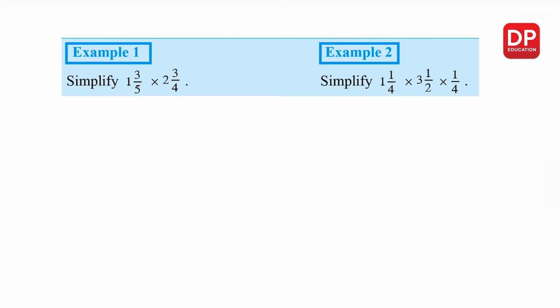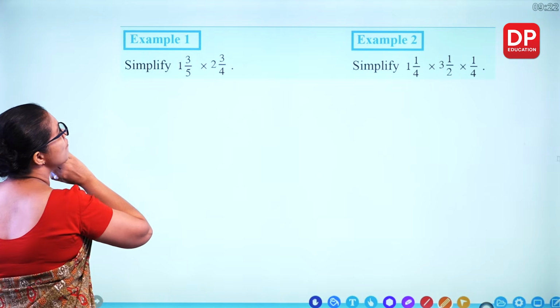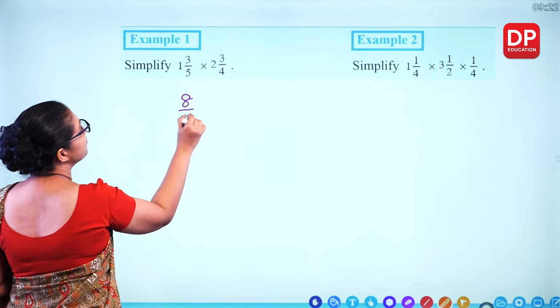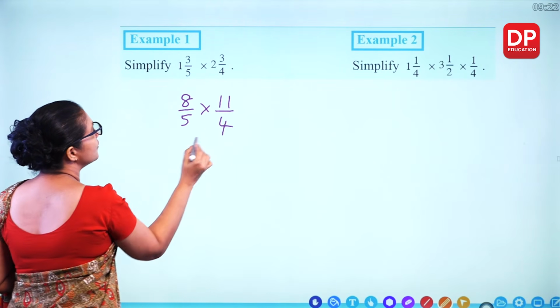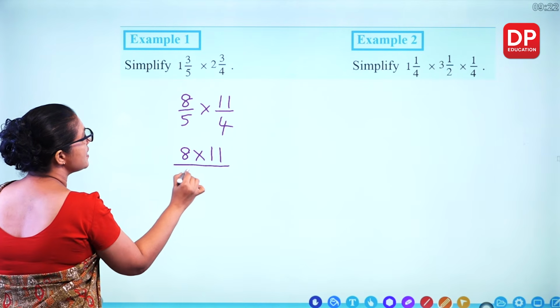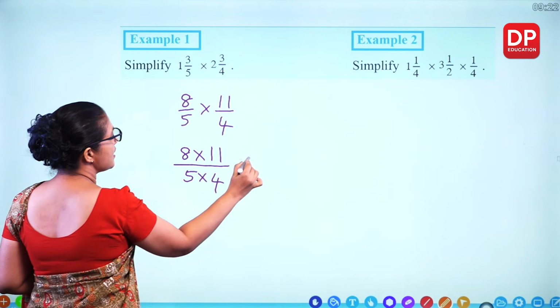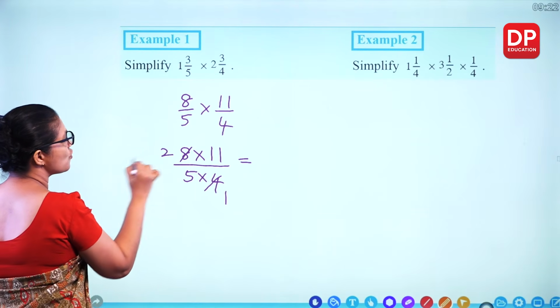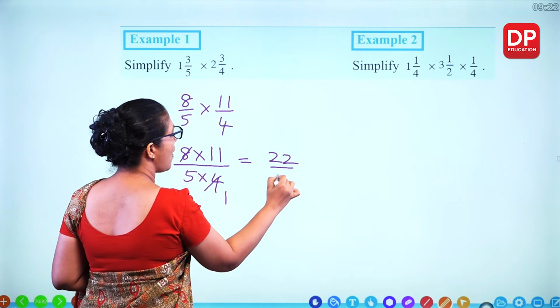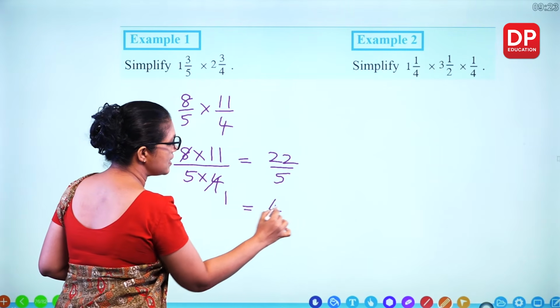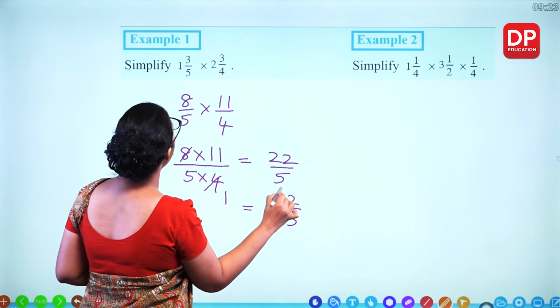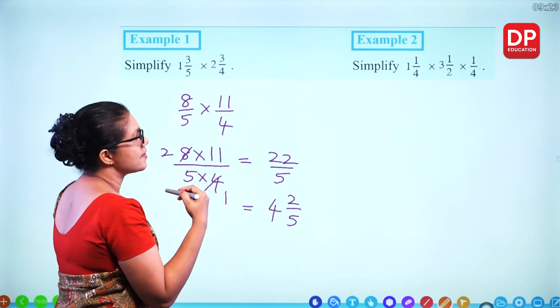Example number 1, a mixed number multiplied by a mixed number. Convert all mixed numbers to improper fractions. 5 times 1, 5, 5 plus 3, 8. This one, 4 times 2, 8, 8 plus 3, 11. So you get, multiply the numerator separately, denominator separately. 4 times 1, 4 times 2. So 22 over 5, you can write as a mixed number. 5 times 4, 20, 2 remaining.